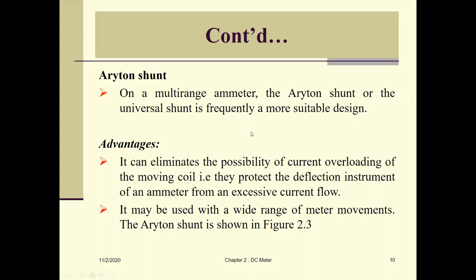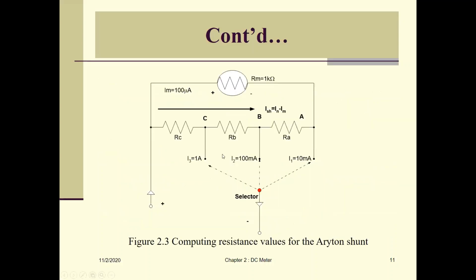You can see this is similar to the ensemble, but they put some extra parts. The first range is 10 milliampere, the second range is 100 milliampere, and the third range is 1 ampere. The ensemble has only one R shunt, but here the R shunt for the Ayrton will be RA plus RB plus RC.